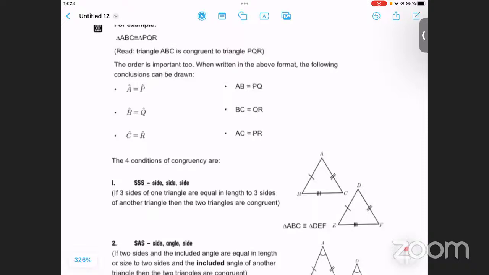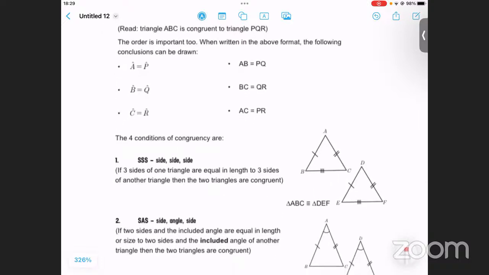Now there you have the 4 conditions of congruency. The first one is side, side, side. That means each and every side of the first triangle is equal to each and every side of the second triangle. If 3 sides of a triangle are equal, that means the angles are going to be equal as well, so both triangles are going to be congruent if all the sides are equal.